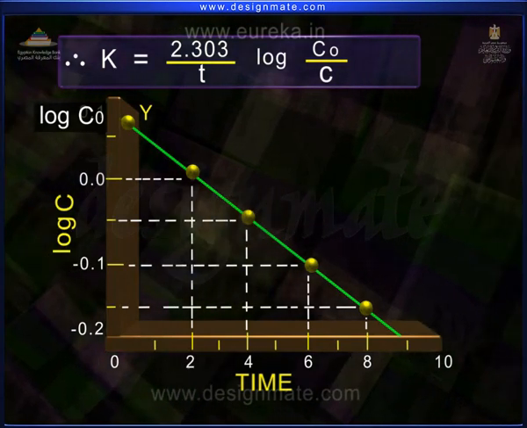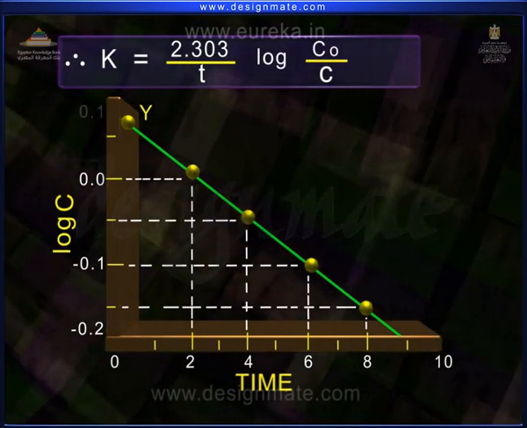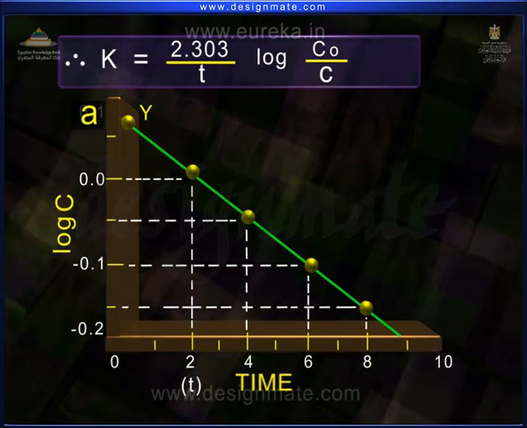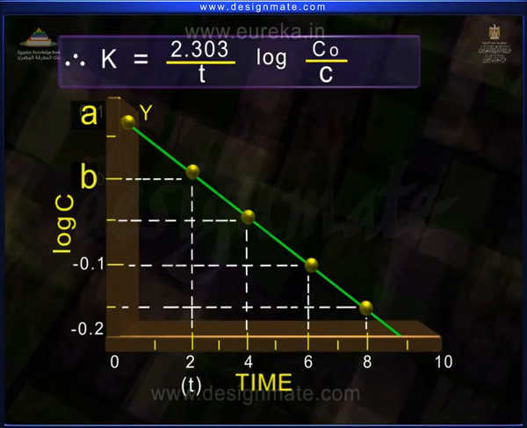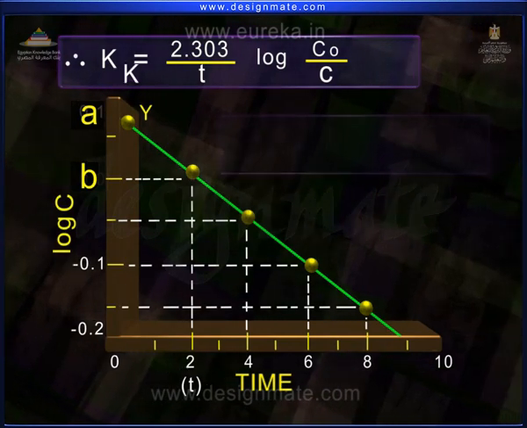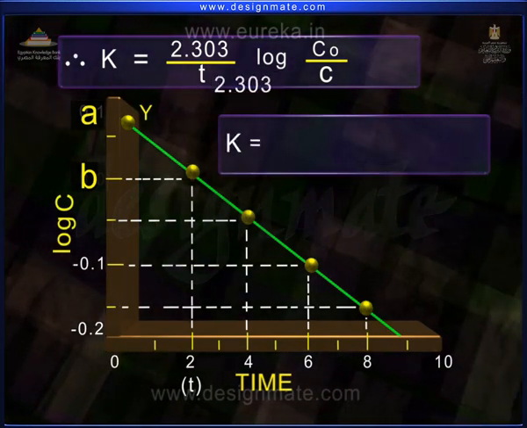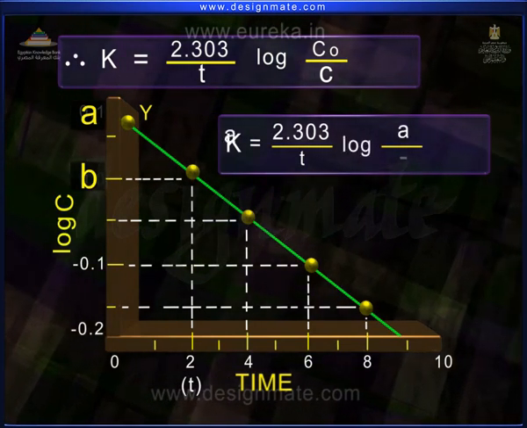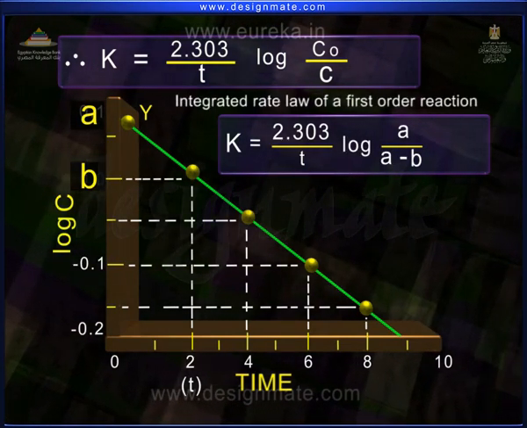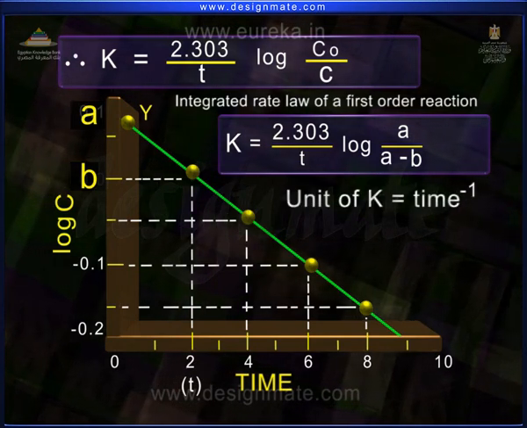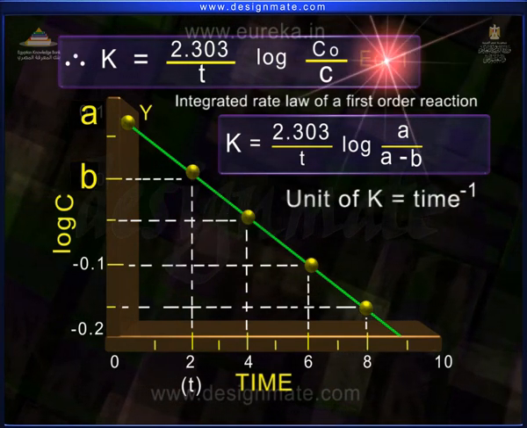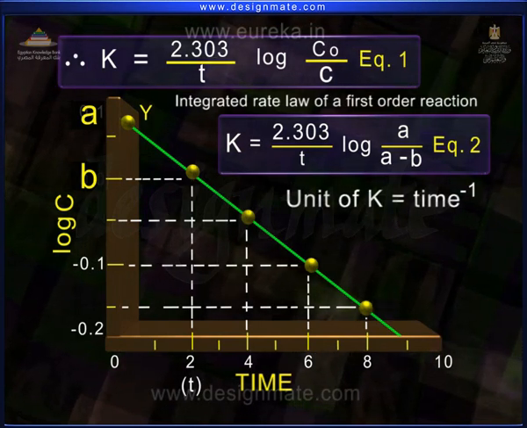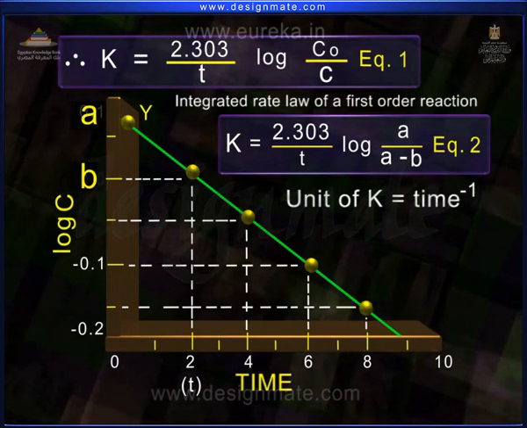If the initial concentration of a reactant is expressed by A, and the decrease in the concentration after time t is B, then the above equation would take the form k is equal to 2.303/t into log of A/(A minus B). Since the ratio has no unit, it can be seen from equation 1 and equation 2 that the rate constant k of the first order reaction has a per time unit.